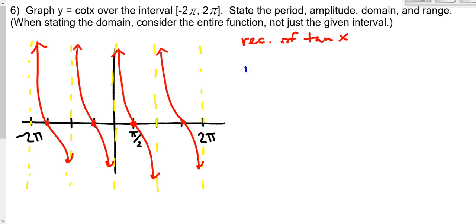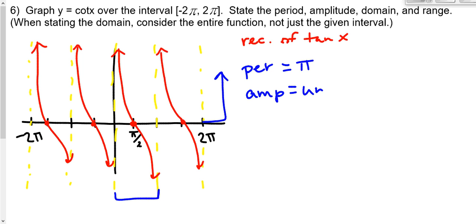The period is the width of one cycle, so the period is 1 pi. The amplitude is the distance from the center to the top. There is no top, so it's undefined. The domain, we need to exclude all the x values where we have a vertical asymptote, and those are at pi, at 2 pi, at 3 pi, 0 pi, negative 1 pi, negative 2 pi, all the multiples of pi. So x is not equal to n times pi.